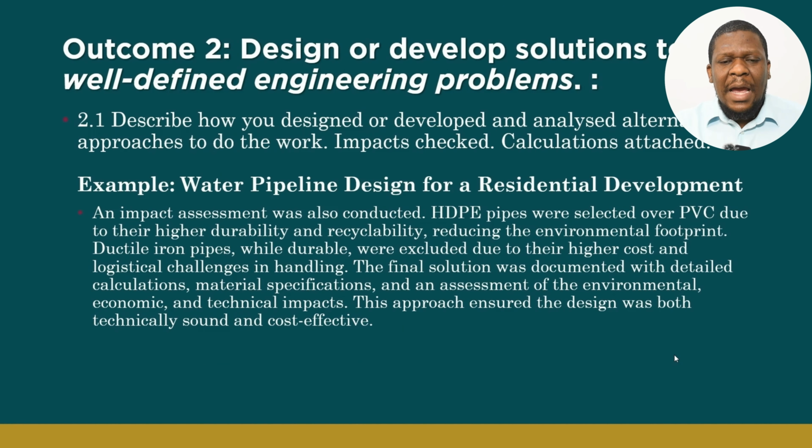In continuation, an impact assessment was conducted. Why was it conducted? An HDPE pipe was selected. For what reason? It was selected over a PVC due to its high durability and recyclability. So it reduces the environmental footprint. Remember, we are looking at technical, environment, cost, which is economy, and social. Every option that you come up with must come to that conclusion in terms of technical, environmental, social, and economic. So this approach ensured that the design was both technical and cost effective.